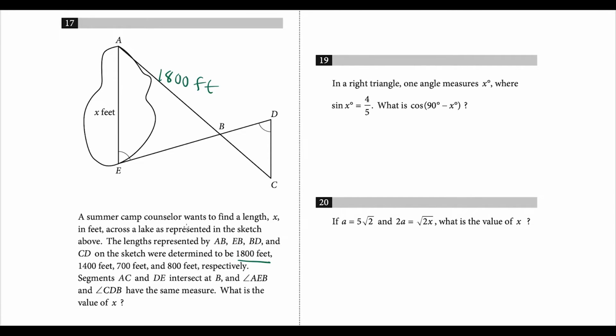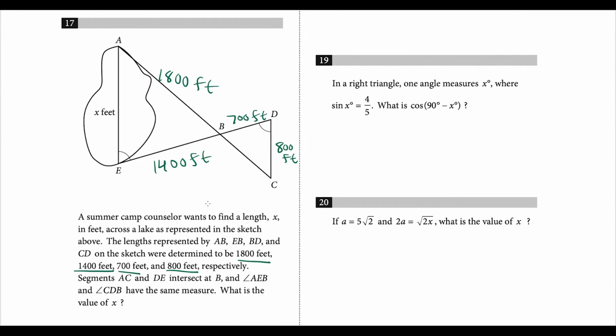And then next we have EB is 1,400 feet, so we'll write that over here. And then after that we have BD is 700 feet. So that's going over here. And then last we have CD is 800 feet. So CD is 800 feet.